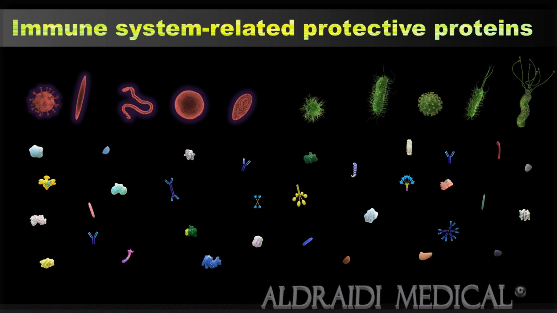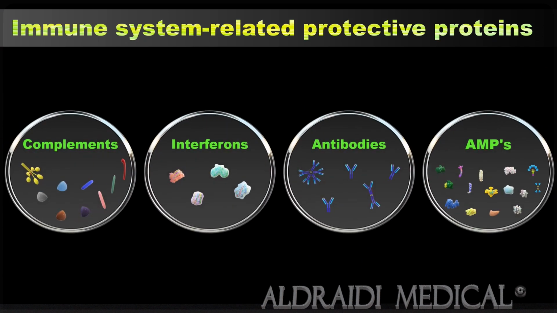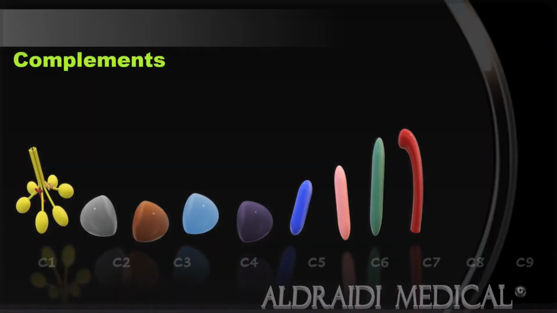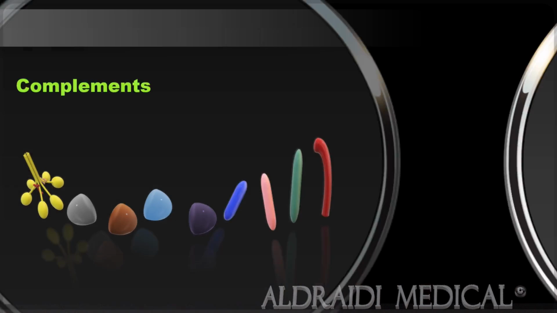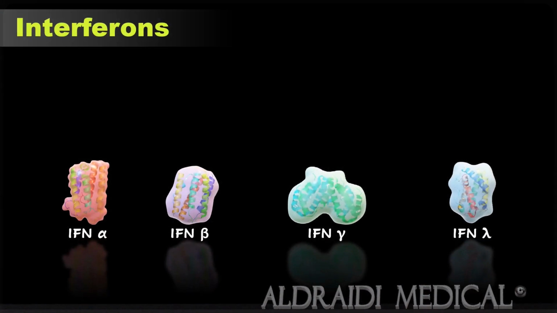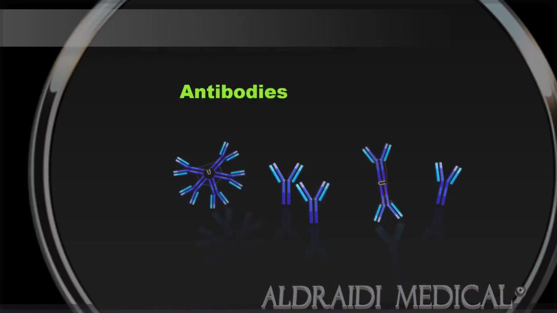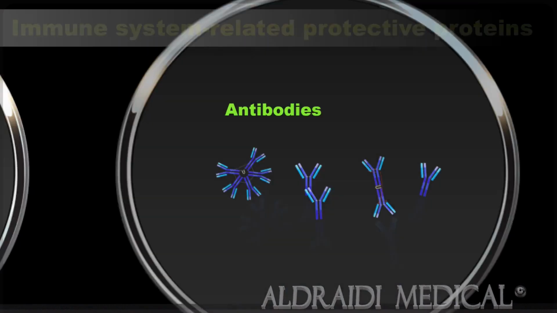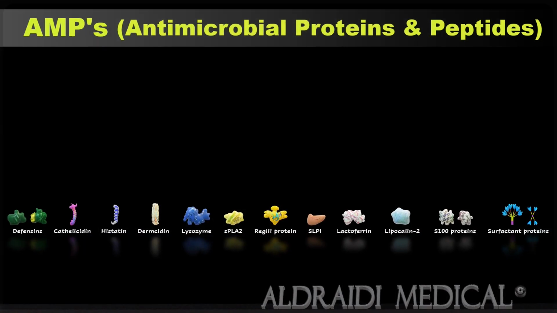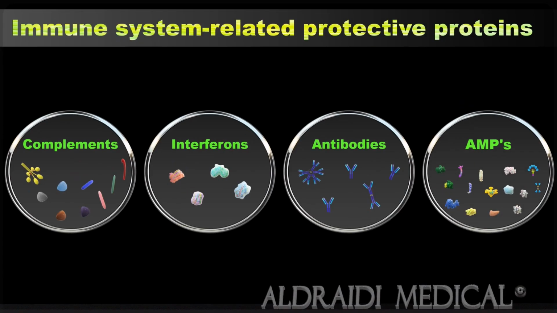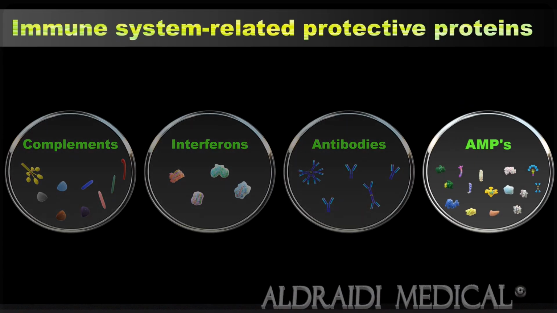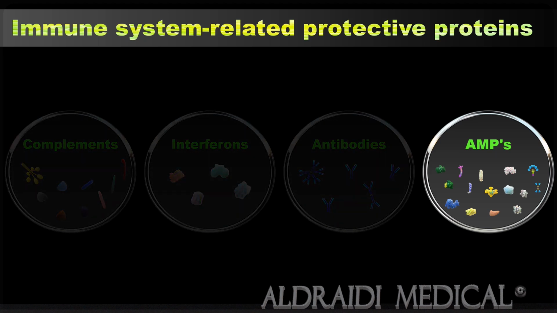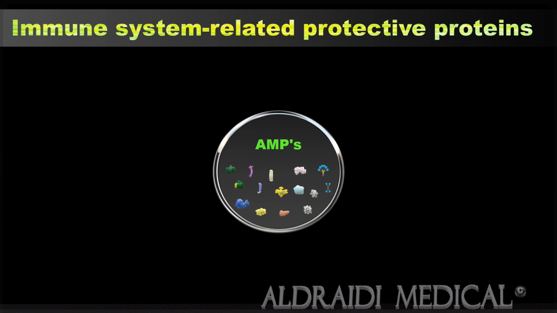These protective proteins could be divided into 4 major groups, including complement proteins, interferons, antibodies, and the antimicrobial proteins and peptides, and we will refer to them as AMPs. Each one of the first 3 groups of protective proteins will be discussed in a separate lecture, and for today's topic we will focus on the 4th group, which is the antimicrobial proteins and peptides.